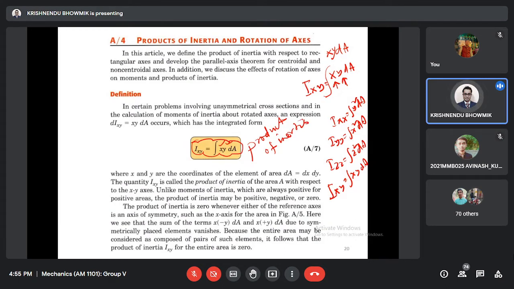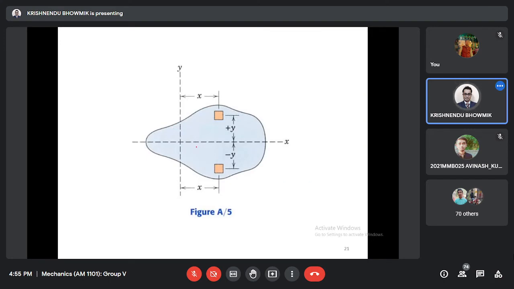Okay. Now you can consider this one. This is the symmetry axis. With respect to this, this one and this one are symmetric. So Ixy equal to integration xy dA. I should write it in a better way, xy dA.